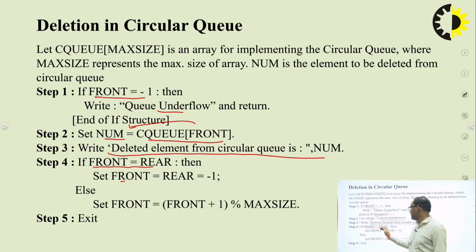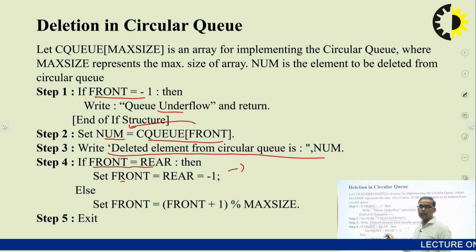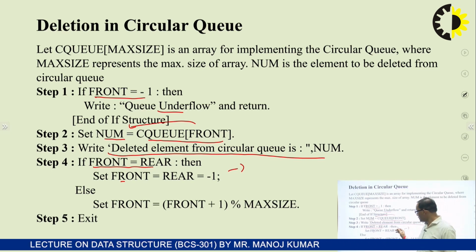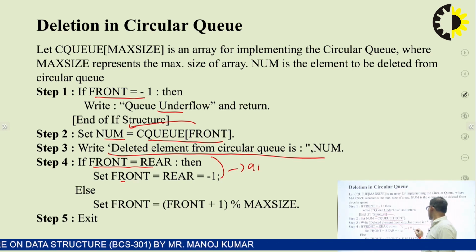After that, if front is equal to rear, then set front equal to rear equal to -1. It means whenever we delete the last element and the queue becomes empty, we reach this situation where front and rear are equal. So for an empty queue, we have to set the value of front and rear as -1, because when front and rear are -1, that is the condition for emptiness. So this particular step is used after deleting the last element.